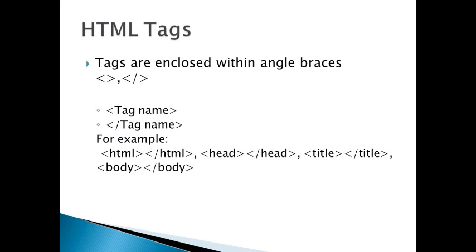Next, what are HTML tags? The tags are enclosed within angle braces. The previous program you have seen, isn't it? There will be an angle bracket and there will be another angle bracket which contains the backward slash. So this is how we use a tag. So what is a tag? Tags are enclosed within angle braces. Can you find the syntax, the general form? How we write the tag name, then the close tag name. For example, html, close html, head, close head, title, close title, body, close body. So this is how the tags are used in HTML. Every tag has a corresponding closing tag, but there are tags which do not contain a closing tag also.